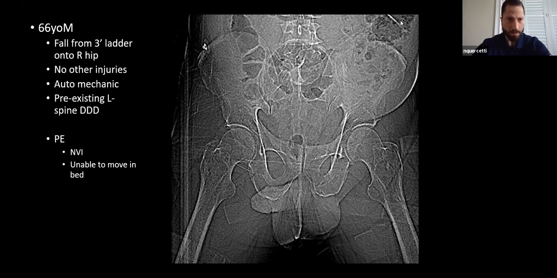Our second patient is a 66-year-old male who fell 3 feet from a ladder. He's an auto mechanic. He's very active, with a little bit of pre-existing lumbar spine disease. At my facility, when they come in as a trauma, I think trauma forgot that we have x-rays, and everybody just gets CT scanned, even when the orthopedist orders x-rays. So this is just a scout film of this patient. Pretty much everything's non-displaced.